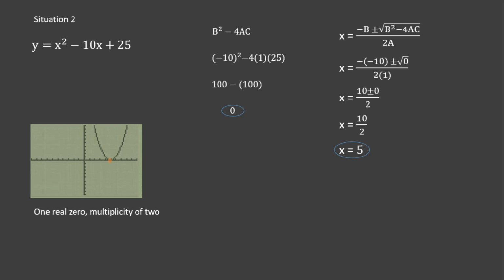Now actually I mentioned earlier that this occurs when a parabola is a square of a binomial. So let's actually see that. If we factor this one out into 2 binomials, it's going to be the same binomial twice. And we can see where that multiplicity of 2 comes from.